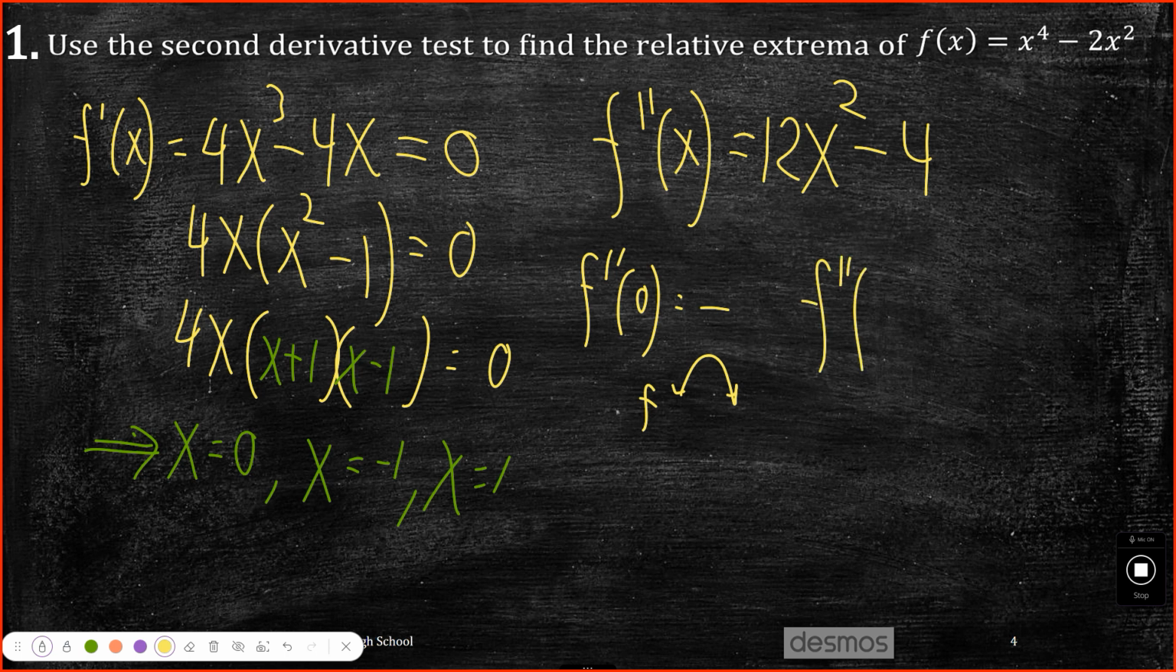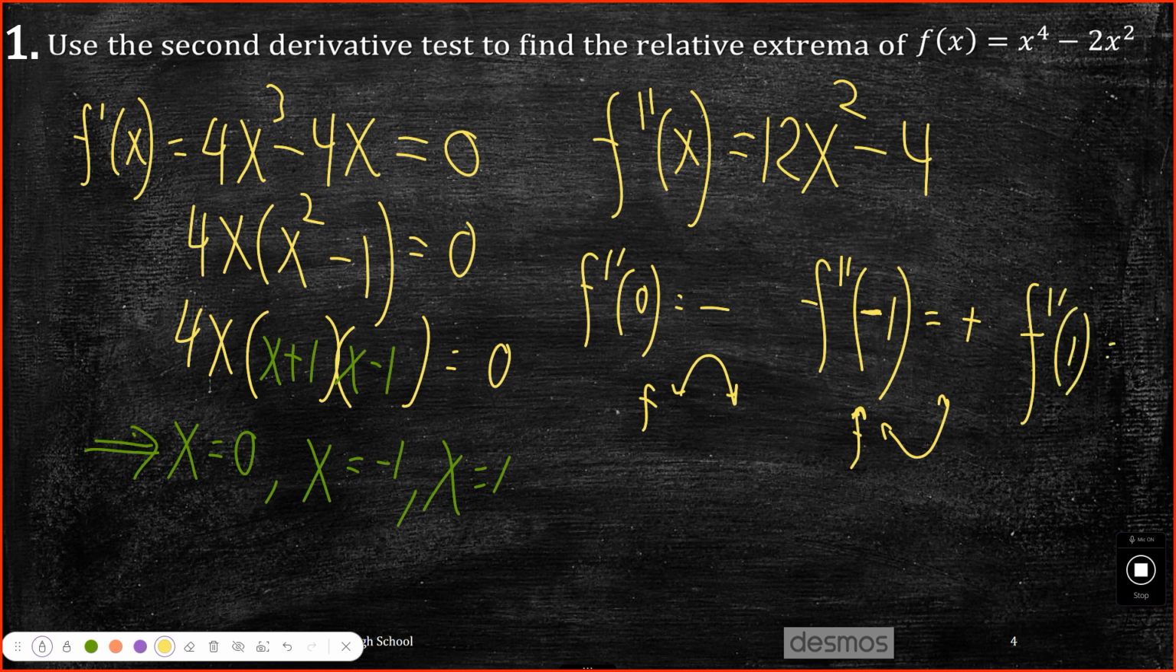F double prime at negative 1. So at negative 1 it would be what? We're doing double prime. What is that? Is that positive? Yes or no? We're plugging into f double prime here, no? In negative 1, I'm doing negative 1. That's positive, yes? And what does this mean? It means that it's concave up, no? So this has to be a what? And this is f, no? That's a relative min.